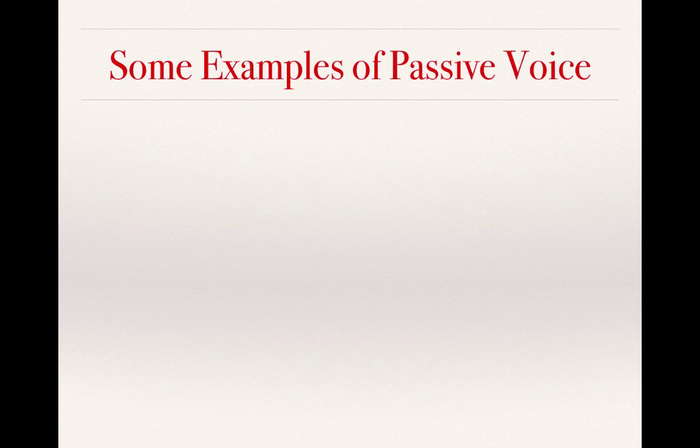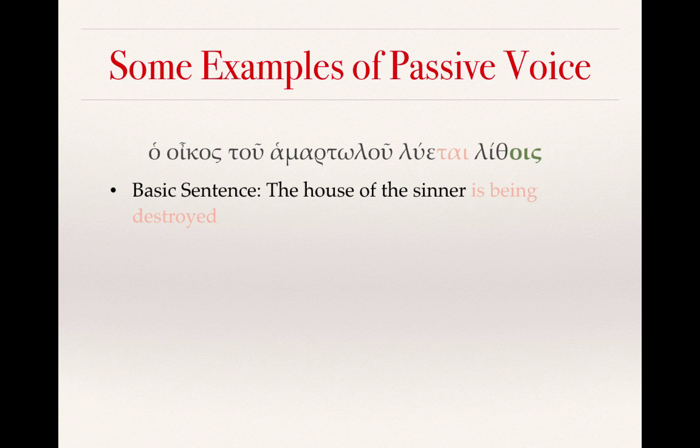Here's another example of the passive voice. Ha oikia tou hamartolou luetai lithois. Again, highlighting the distinctive parts of this sentence, including the ending tai, which is a middle passive ending in the third singular, and lithois, which is a dative plural of the word lithos, which means stone. So a basic sentence would be, the house of the sinner is being destroyed.